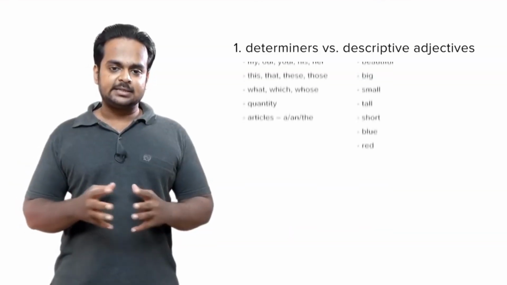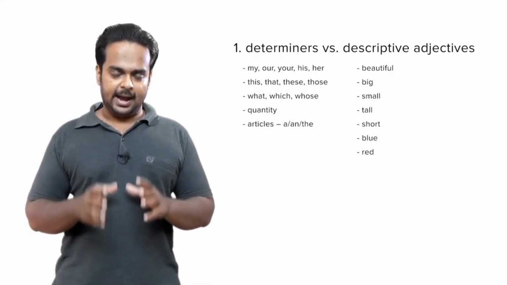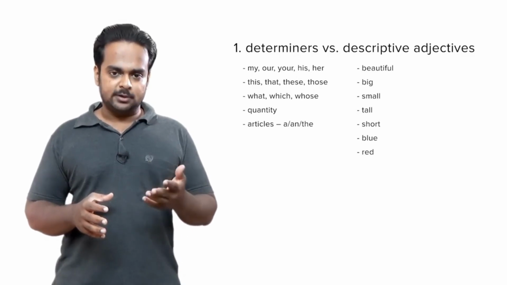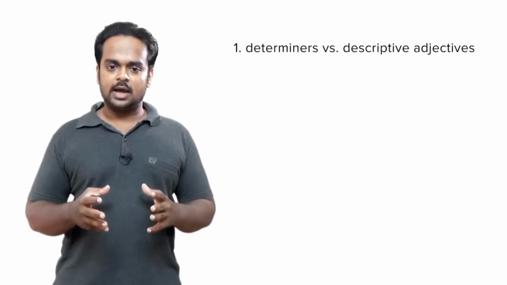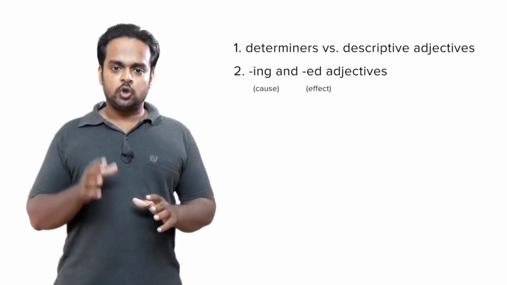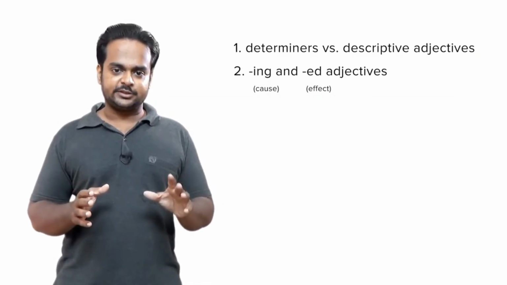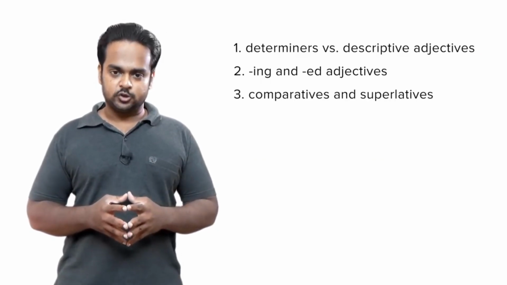Okay, before we finish this lesson, let's do a quick recap of what we've learned here. We first learned about the 2 main types of adjectives. Determiners, which are a group of grammar words that act as adjectives, and descriptive adjectives, what we can think of as the real adjectives. Then we looked at ed and ing adjectives. Remember that ing adjectives show cause or reason, and ed adjectives show effect or result. Then we turned to comparatives, superlatives.